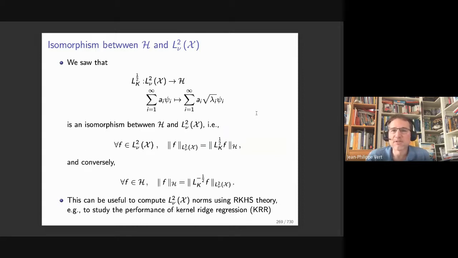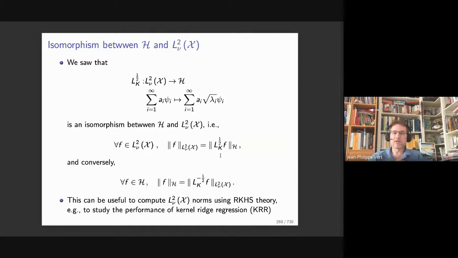Notice that this multiplication by square root of lambda i is not exactly the same as the operator Lk, because remember that the operator Lk had the property that psi i is an eigenfunction with eigenvalue lambda i. So if instead of the square root we had just lambda i here, this would be exactly the operator Lk. But here, to get this isomorphism, we need to multiply by the square root of lambda i. So we call this operator the square root operator of Lk, and we write it Lk to the power 1/2, just because of the square root of lambda i.